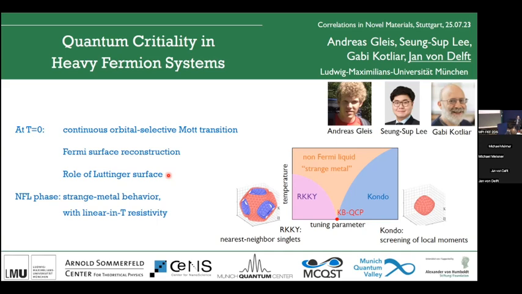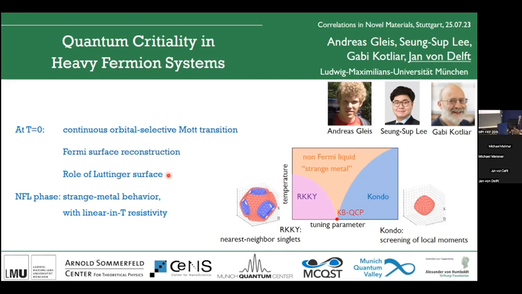So I thought I would rather tell you some work on quantum criticality in heavy fermion systems. So this is new work. It's not yet published. All the more, I'm looking forward to discussions and feedback about it. It was done in collaboration with Gabi Kotler and Seung-Soo Lee, by Andreas Gleis, a PhD student in my group, who's really the main driver. He's here. He has a poster on this topic also.